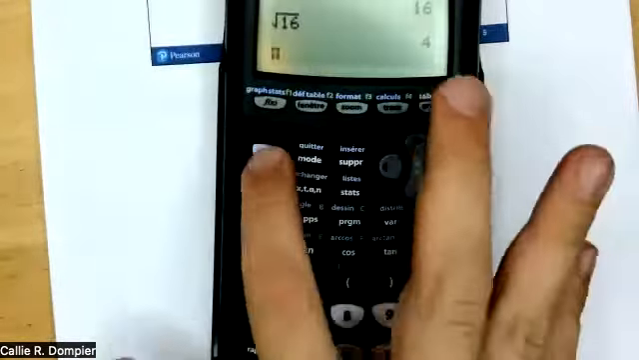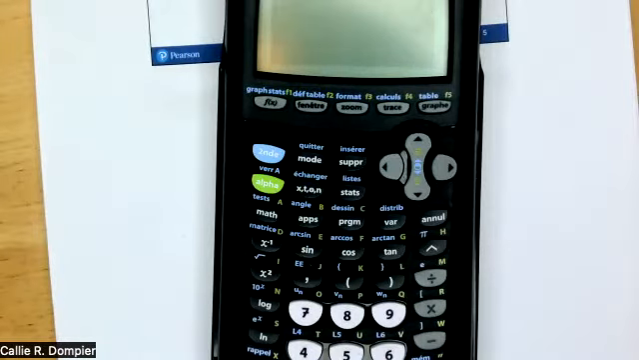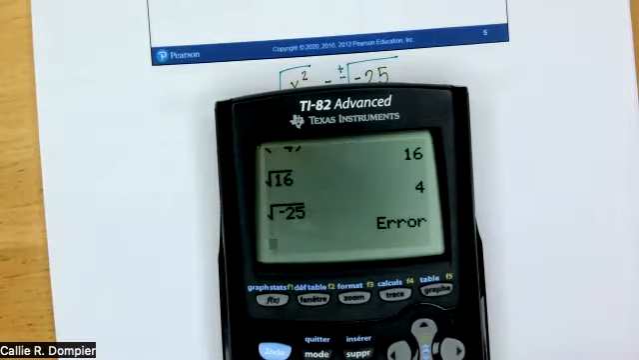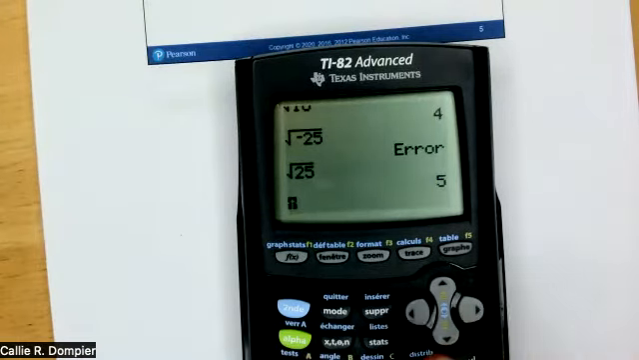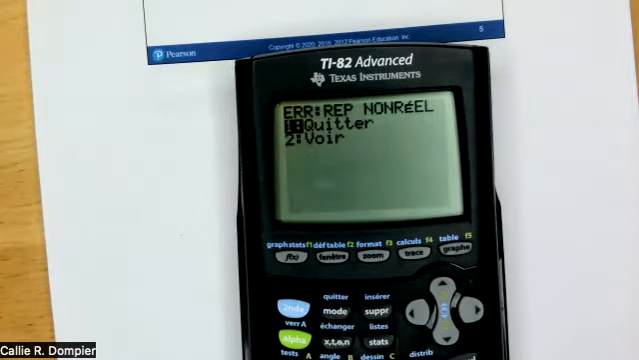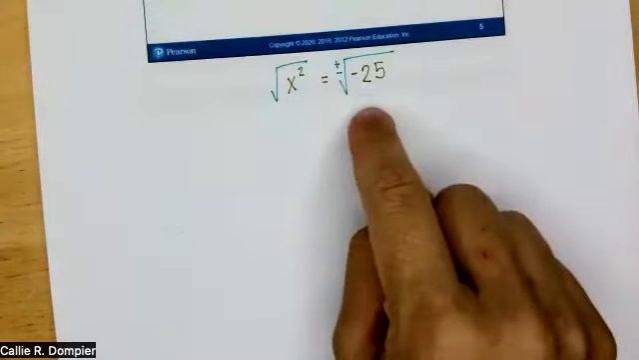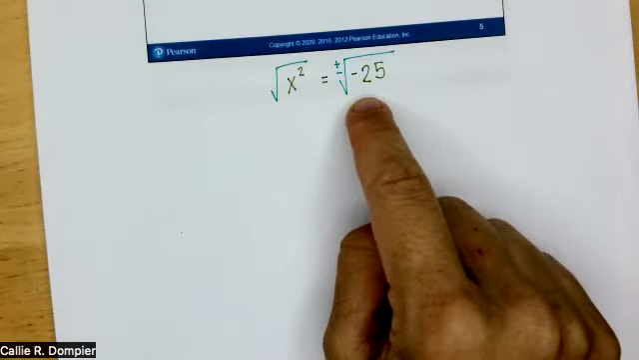If I put that into my calculator, here's regular 25. It's just 5, right? But -25 is an error. So you cannot take the square root of -25 and get a real number.